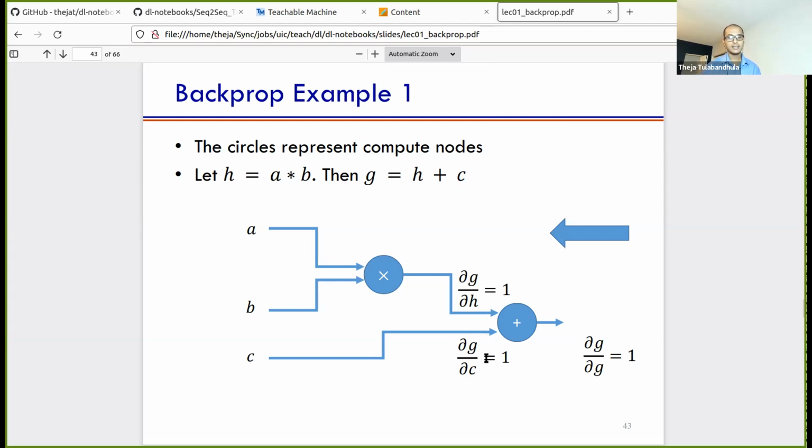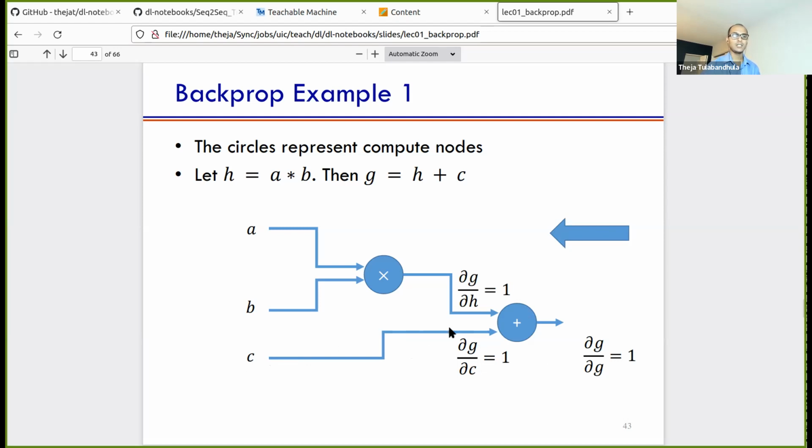So you have two local gradients which are equal to 1, and then you have an incoming gradient which is equal to 1. It's a base case, so the gradient of g with respect to itself is 1. With those gradients, we're going to backprop and pass them back to any previous computational nodes. So here we'll take the gradient of g with respect to g times the gradient of g with respect to c, which is equal to 1. We'll pass it back on the c line.